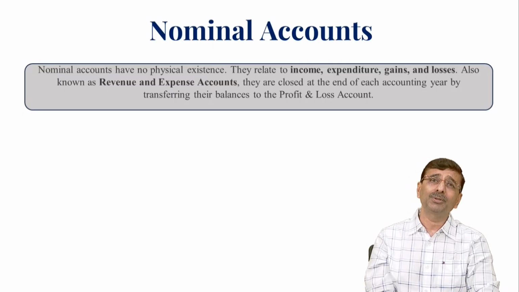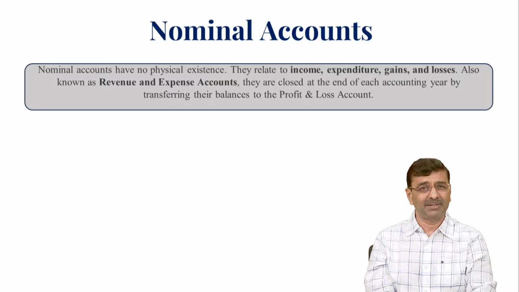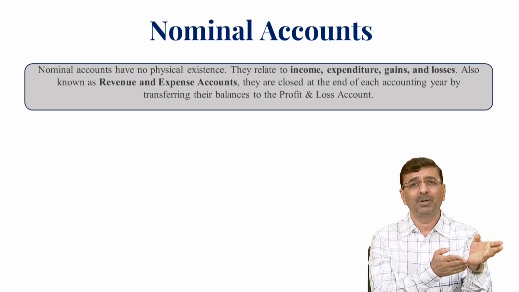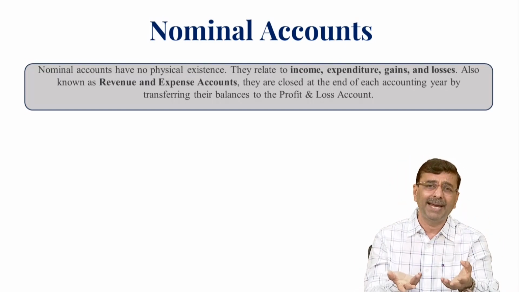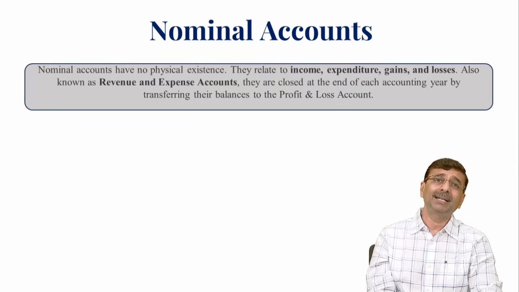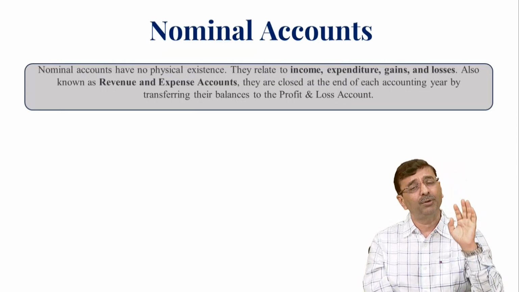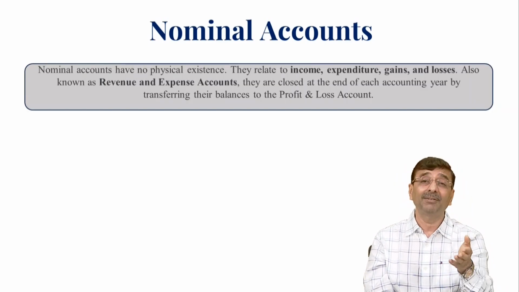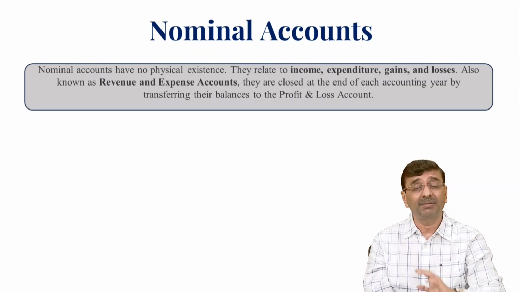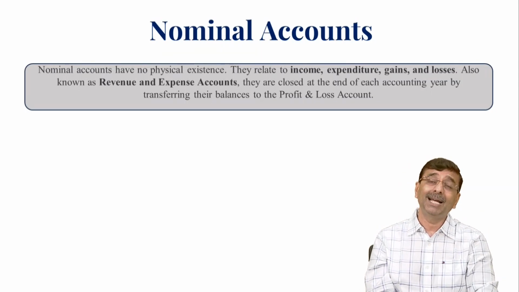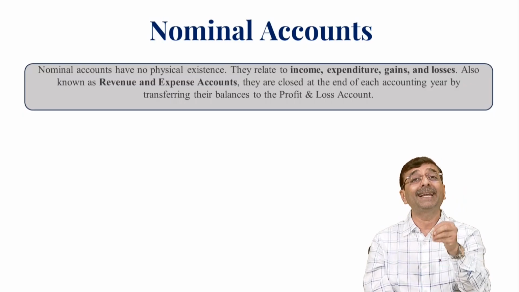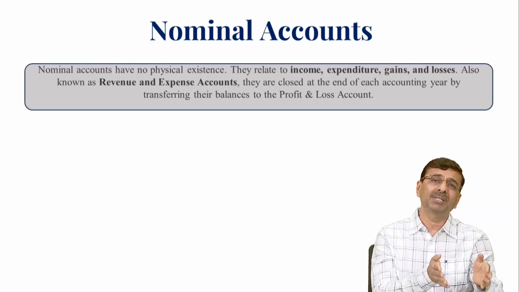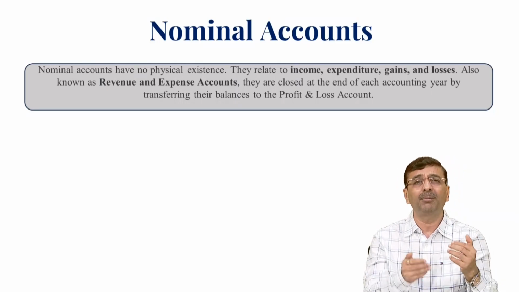Here the nominal accounts have no physical existence. Why is there no physical existence? Because ultimately it may be an income, an expenditure, a gain, or a loss, and it is understood as a part of your revenue as well as your expenses account. There are many types of expenses and many types of incomes. All these incomes and expenses directly affect your profit and loss, because ultimately all businessmen are doing business to earn a profit.